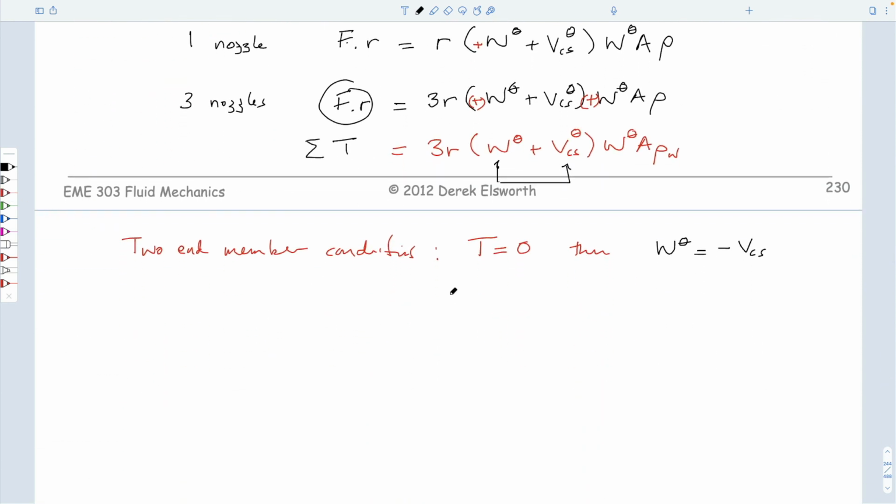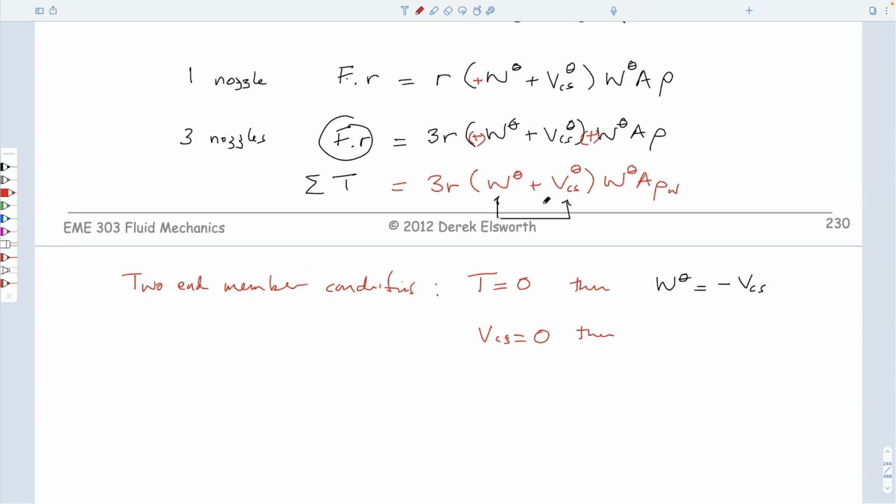And the opposite behavior is if the velocity of the control surface is 0. And if that's the case, then this term here goes to 0. And then the torque is equal to 3 times R omega theta squared area rho W. That's it.